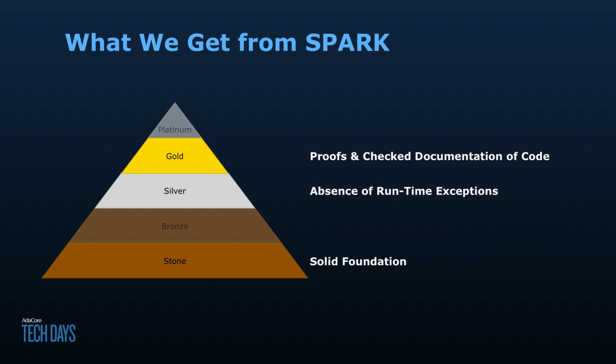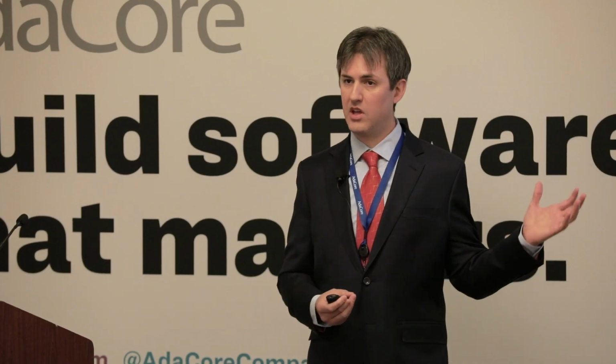So, from Spark, the solid foundation of stone, absence of runtime errors from silver, and the proofs of correctness at gold. And also, these contracts serve as really excellent documentation to explain what the code is doing, and in many cases, why the code works the way that it does. So we feel we get an extra benefit from putting these contracts into our code.